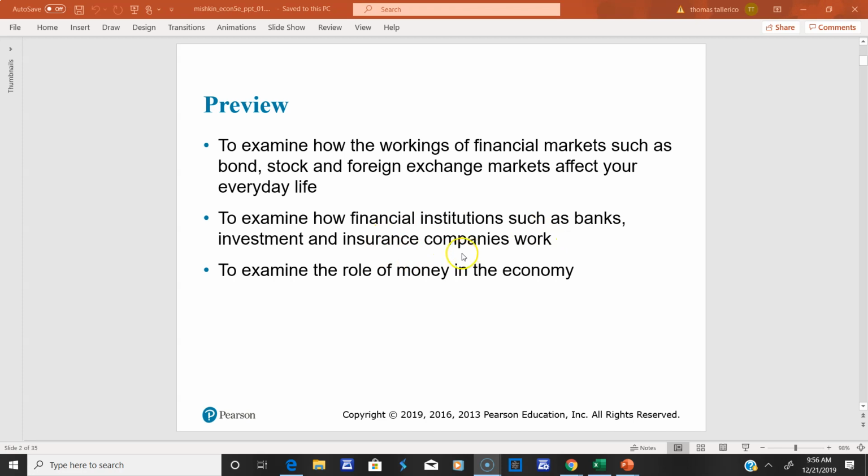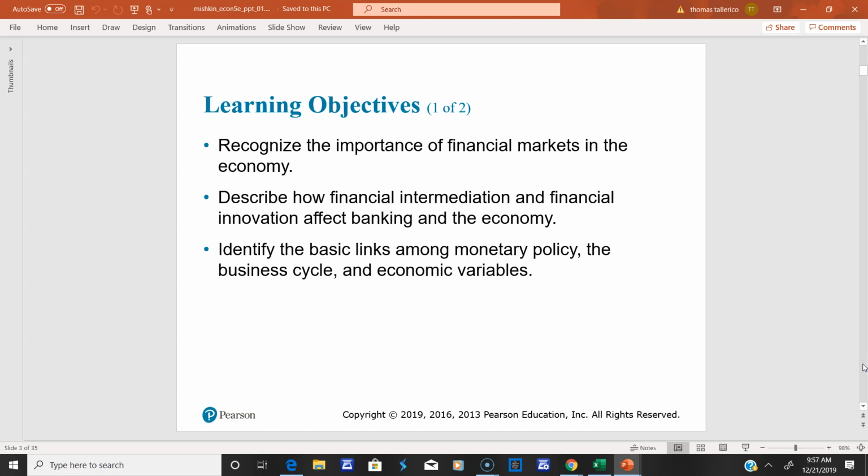So we'll look at how financial institutions such as banks, investment and insurance companies work, and in general we'll look at money, how money rolls through the economy, right? And financial markets are really important for the economy. As everyone knows, we've had a wonderful run of over 10 years now since the 2008 financial crash from mortgages. If you don't have much of a background on what happened, or if you were too young to remember, it's best to go back and review the crash of 2008. It makes for great reading.